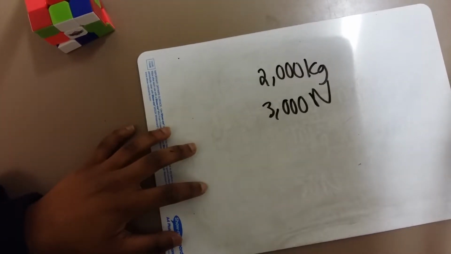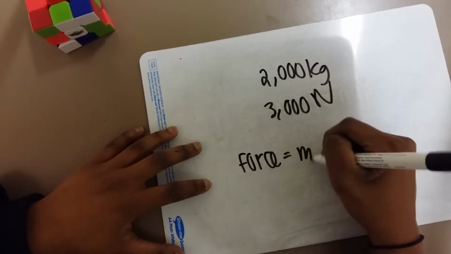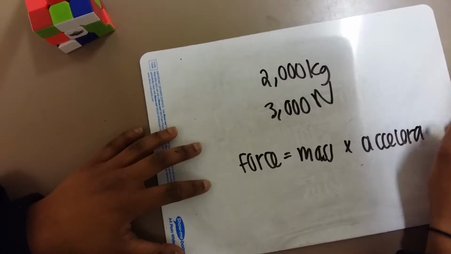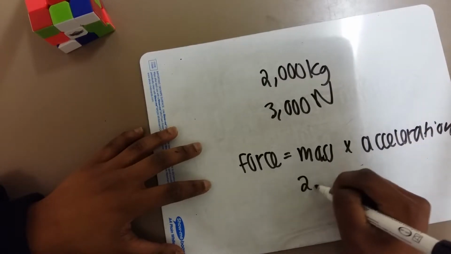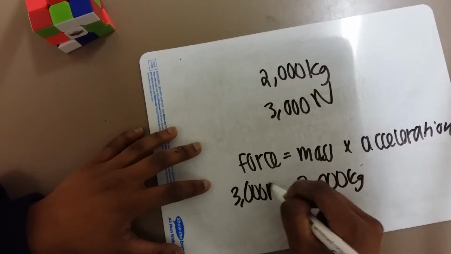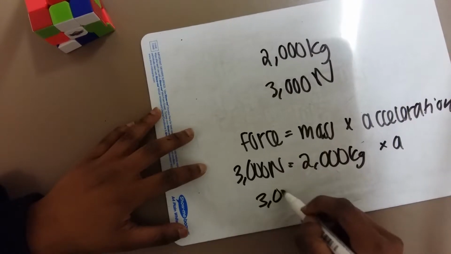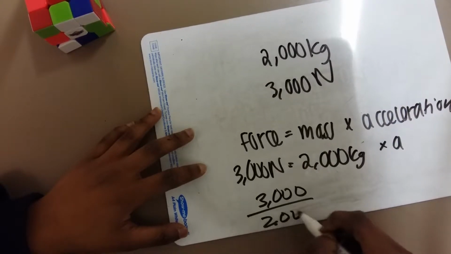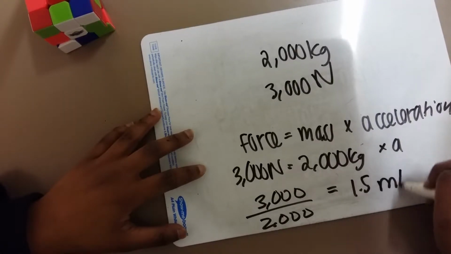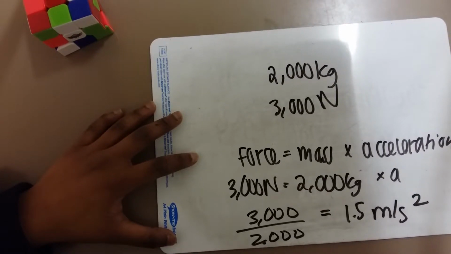Great. So if we plug in the values into the equation, force equals mass times acceleration, you have 2,000 here, you have 3,000 here, you get 3,000 over 2,000, which gives us 1.5 meters per second squared. 2,000 kilograms is a lot of mass.